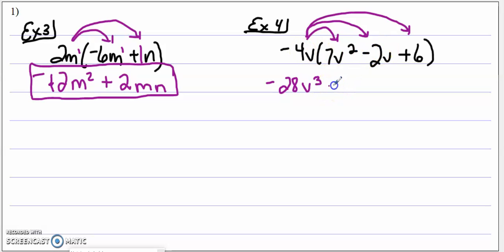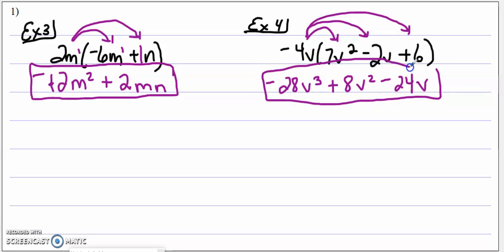Negative times negative is positive. 4 times 2 is 8. V times v is v squared. Negative times positive is negative. 4 times 6 is 24. And there's only a v, so v. Okay, so this is an important skill for doing what we're going to be doing in the next video.